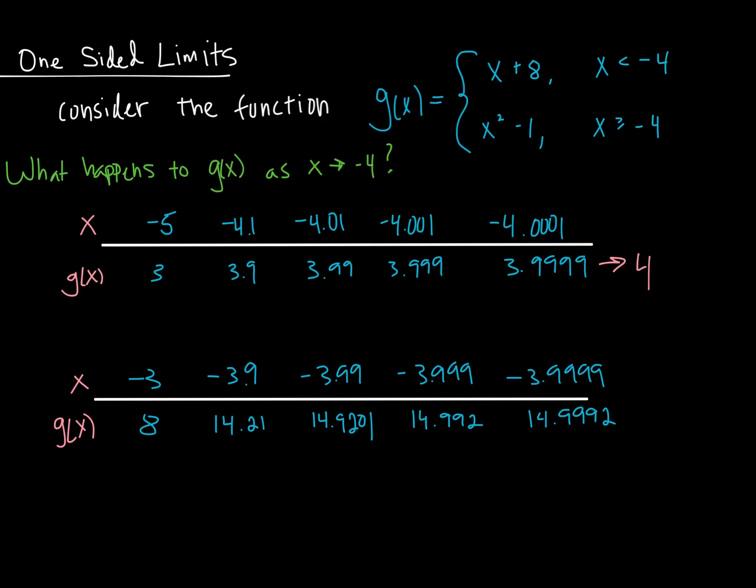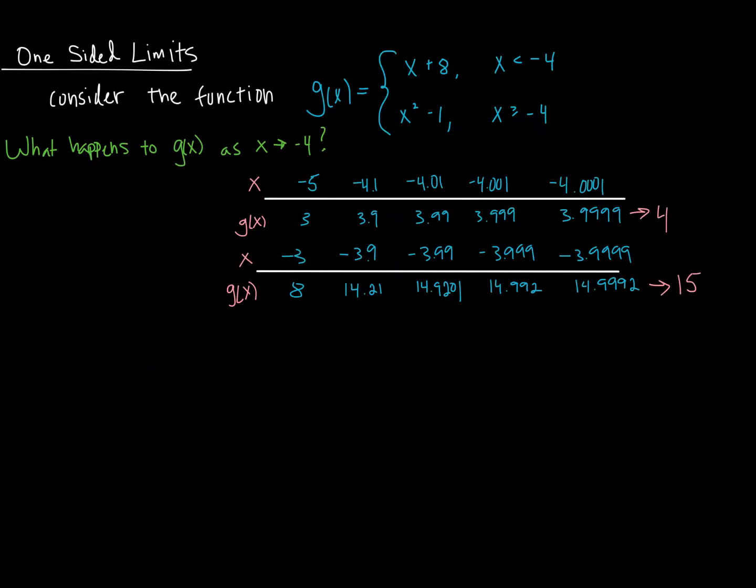But what happens if we approach it from the right side? So to the right of -4 is -3, and we can then go -3.9, -3.99, -3.999, and so on and so forth. And it seems like, okay, let's look at our outputs: 8, 14.2, 14.9, 14.99, 14.999. And it appears here that as I'm moving from the right-hand side and approaching -4, the value of g of x is approaching 15. So from one side, it's approaching 4, and from the other side, it's approaching 15. And hence, we get one-sided limits.